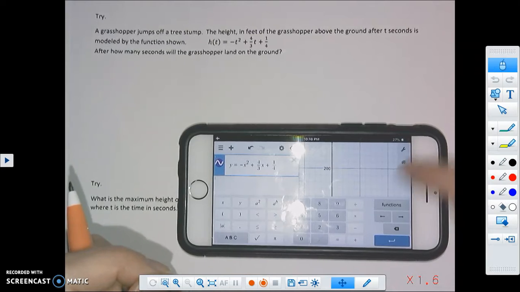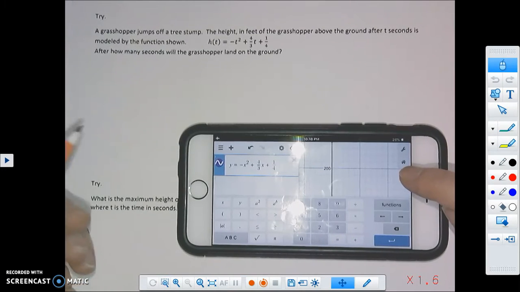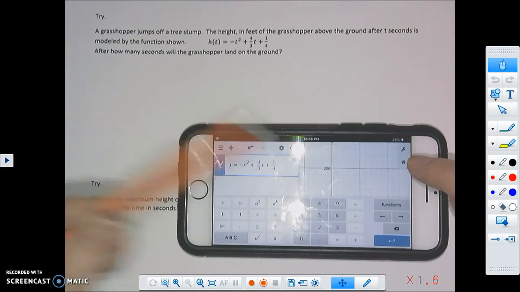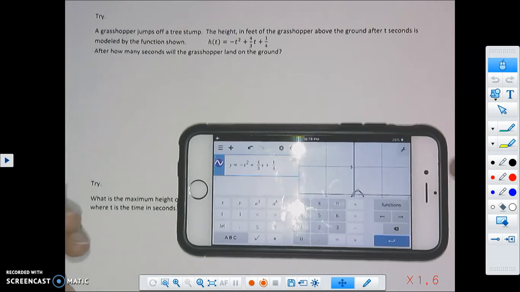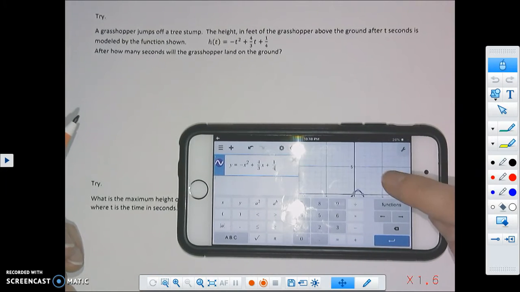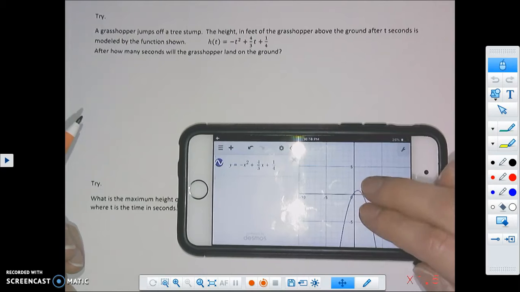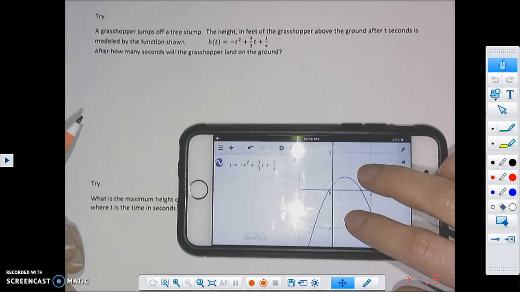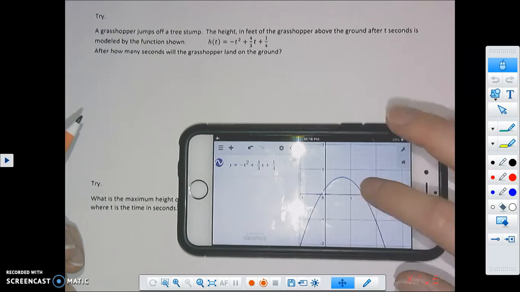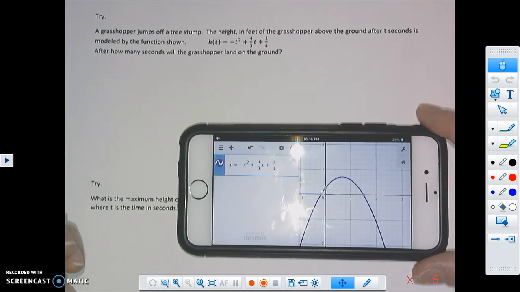Alright, you're going to notice we can't see anything. We're talking about a grasshopper. The last question was talking about a rocket. So I'm going to hit that home button, and it's going to allow me to see a little bit more of that graph. Instead of hitting that button, you can also zoom in yourself and look at this.